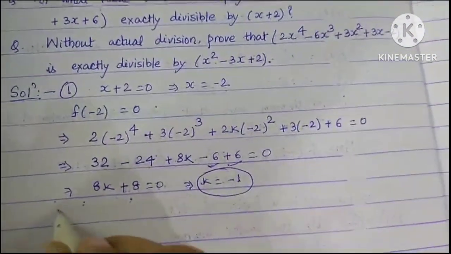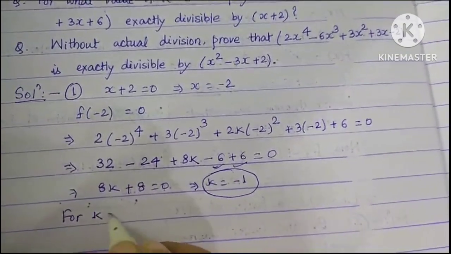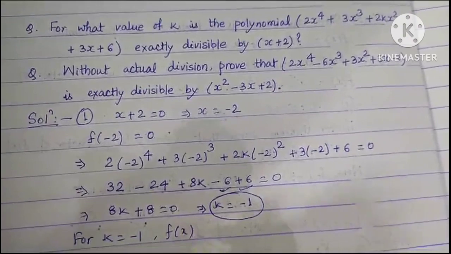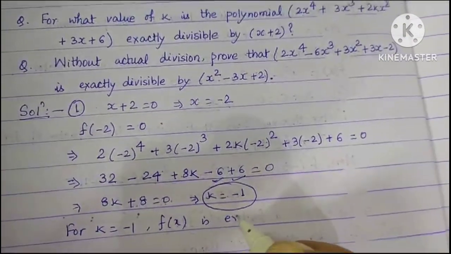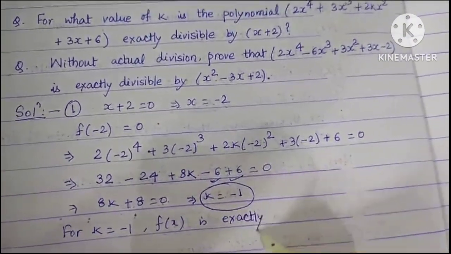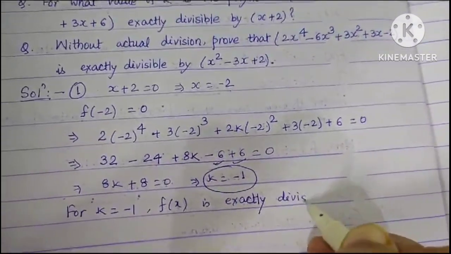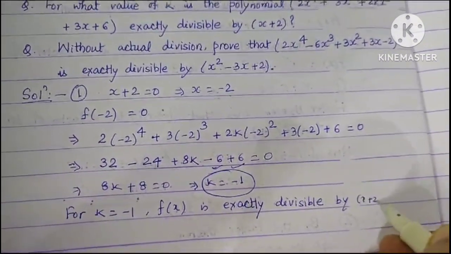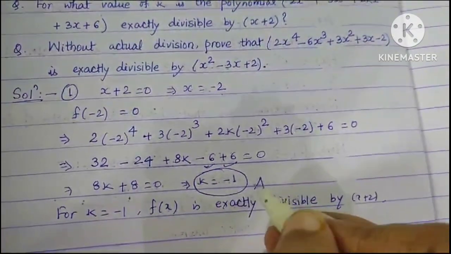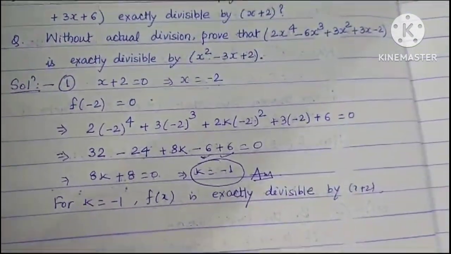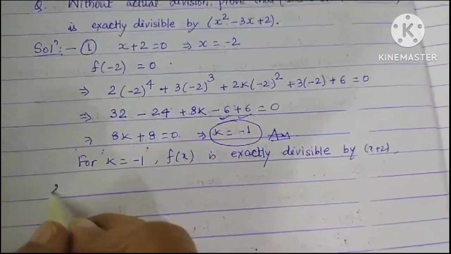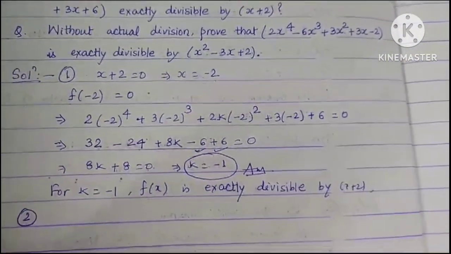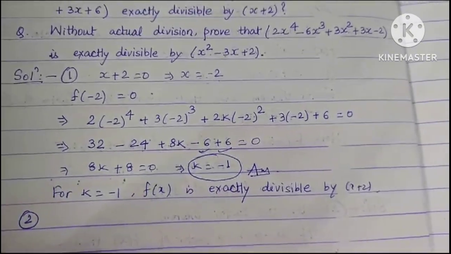Okay, so for k equal to minus 1, the polynomial f(x) is exactly divisible by x plus 2. Okay, and this k equal to minus 1 is our answer. So let's solve the second one. What is the second one? Without actual division, prove that this is exactly divisible by this.